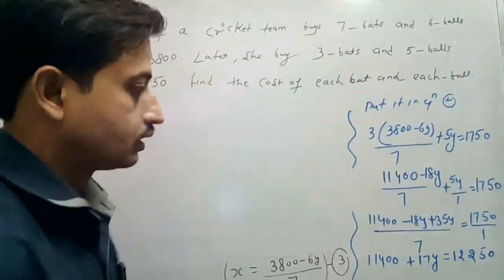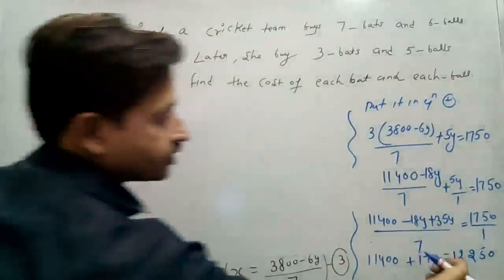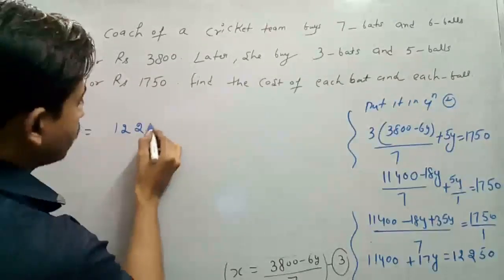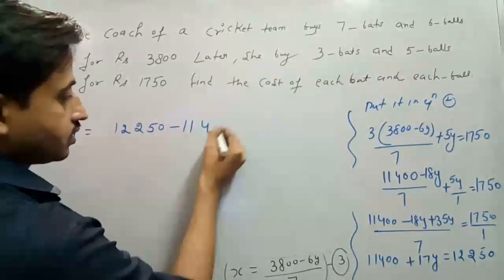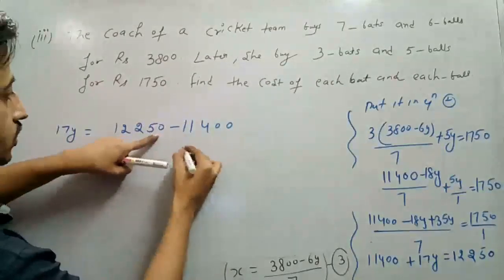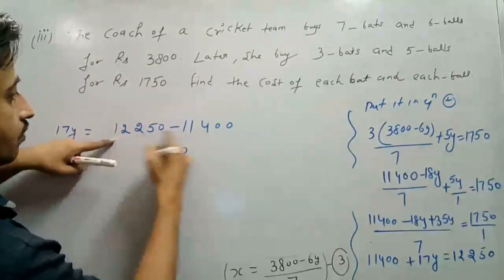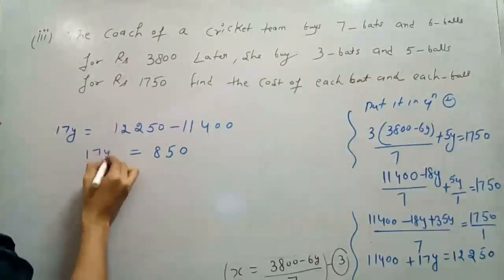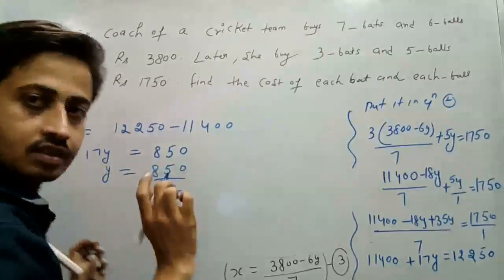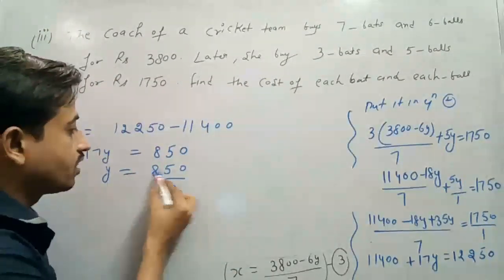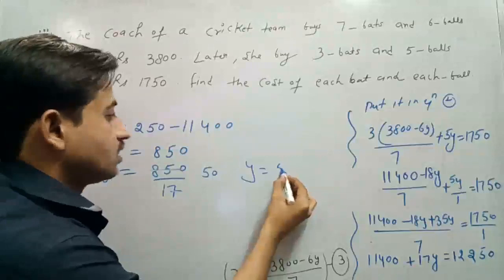Now I am going to solve here. This is 17y as it is, and this is 12,250 minus, if we take it on the left hand side, it becomes negative 11,400. Now solve this. 0 minus 0, 0, 5 minus 0, 5, 2 minus 12 minus 4, 8, 11 minus 11, 0. It means we get 17y equal to 850. Now what is the value of y? 850 divided by 17. 17 5s are 85. So what do we get? We get y is equal to 50.